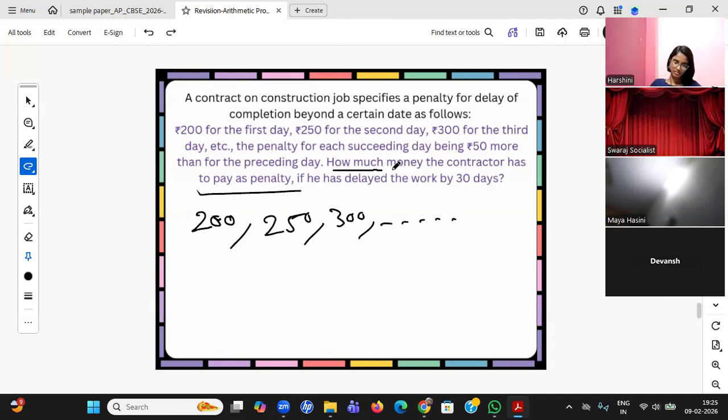Yes, Jahnavi, what is he asking, student? How much money does the contractor have to pay as a penalty if he delayed it for 30 days? What is this 30? I am writing this as a sequence. What is this 30?